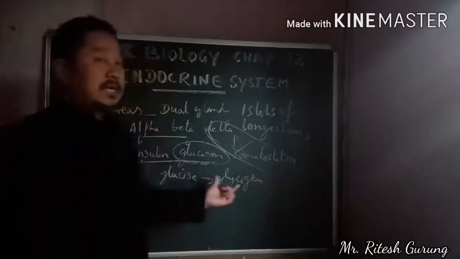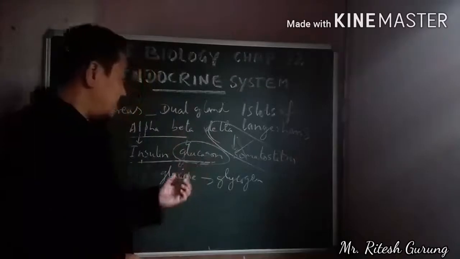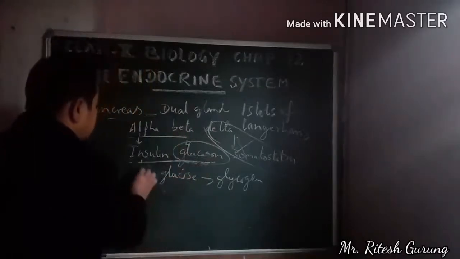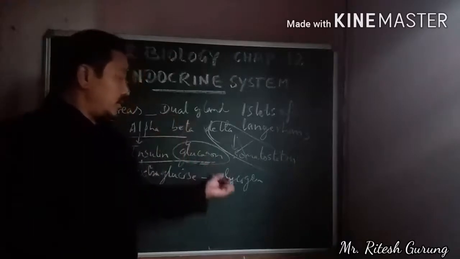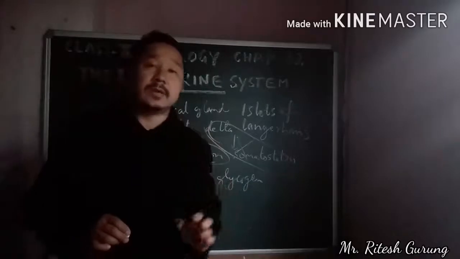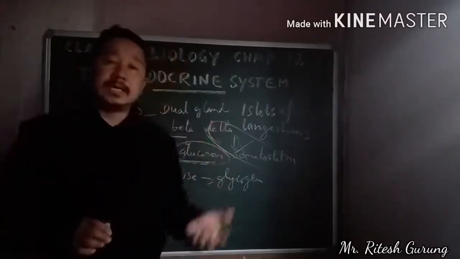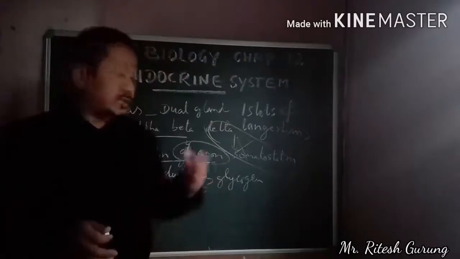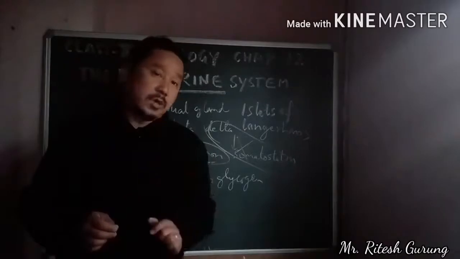Okay, in the form of glycogen. This insulin promotes the deposition of extra glucose which is there in the blood in the form of glycogen in the liver or in the muscle cells, so that it is not in excess there in the blood. That way it checks the sugar level in the blood.